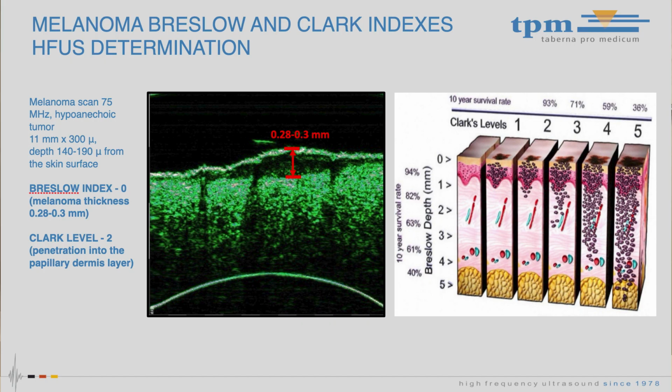Melanoma Breslow and Clark indexes high-frequency ultrasound determination. It determines the need for additional diagnostic procedures such as remote metastasis search, regional lymph node biopsy, which is very important for patients' 10-year survival rate. It allows to choose an adequate surgery volume and plan the adjuvant therapy such as a chemotherapy, immunotherapy, or radiotherapy.